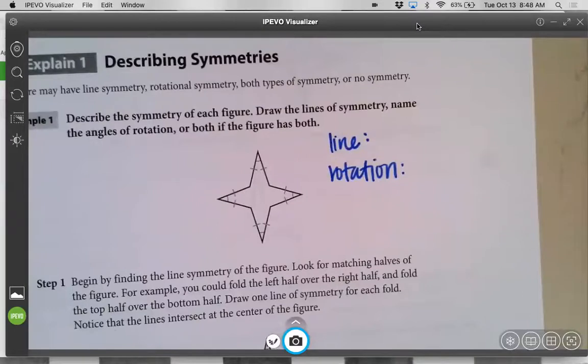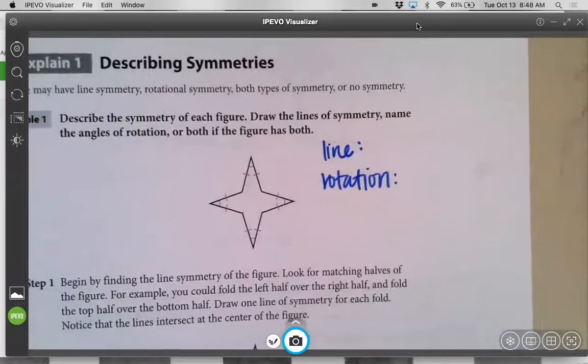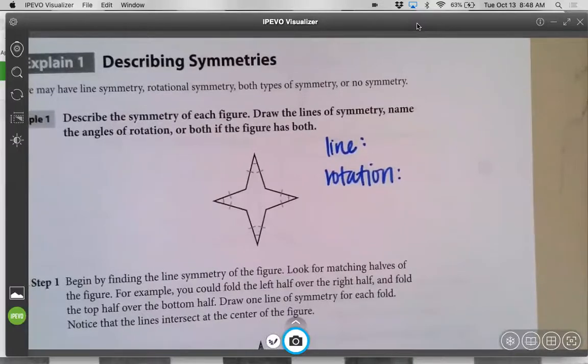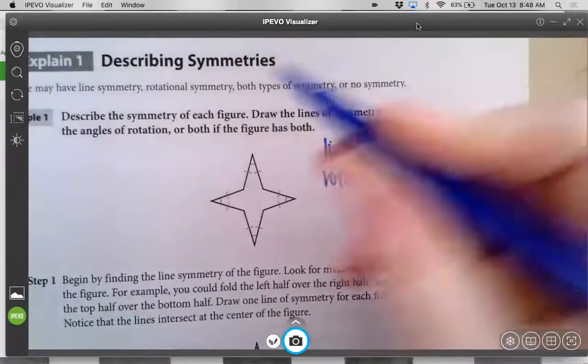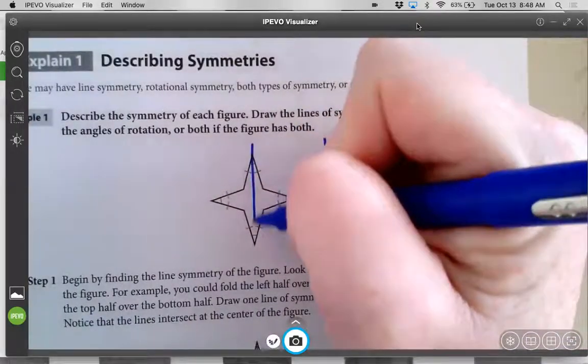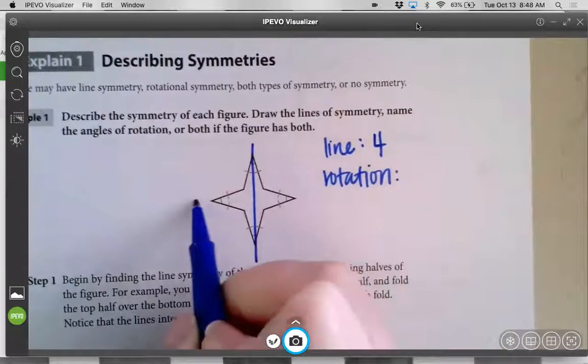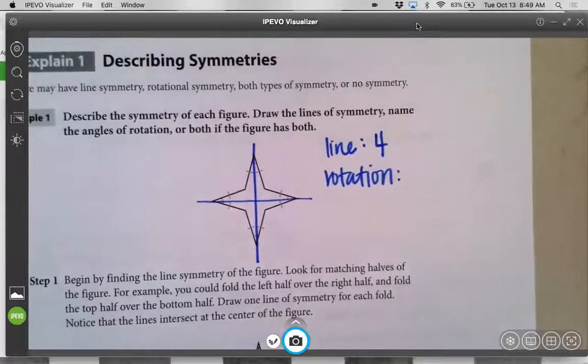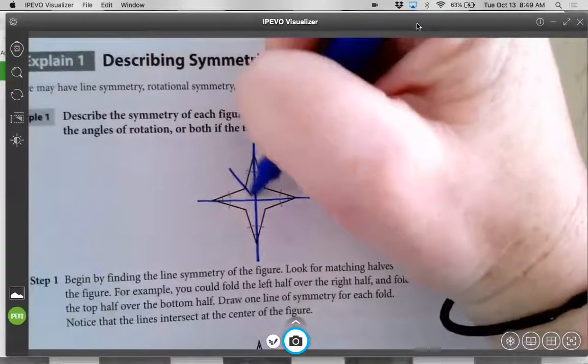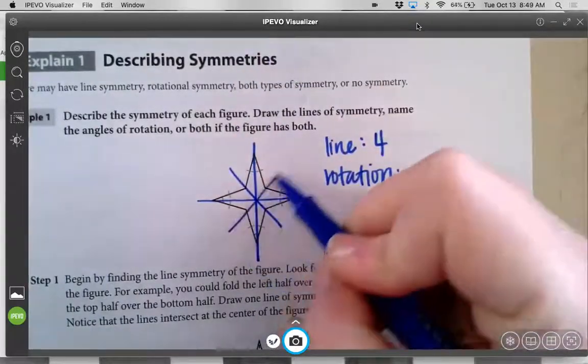How many lines did you get? How many? Crickets. 4. Thank you. So we got this one given to us. We got this one given to us. How'd you draw the other 2? Good. I see a chopping motion. That means like this. Very good.